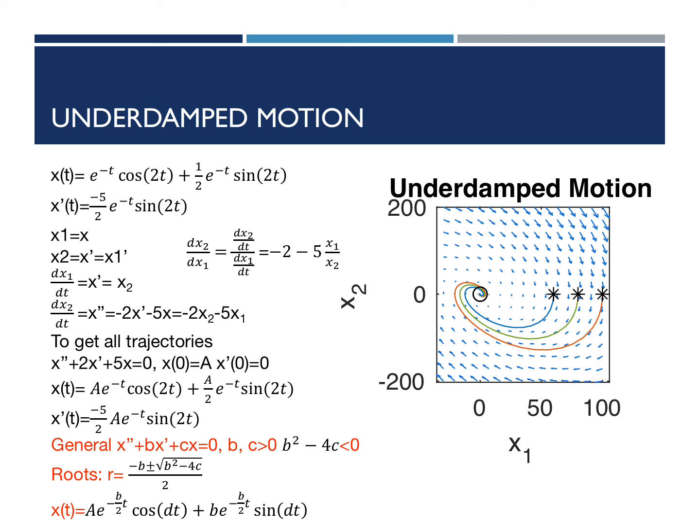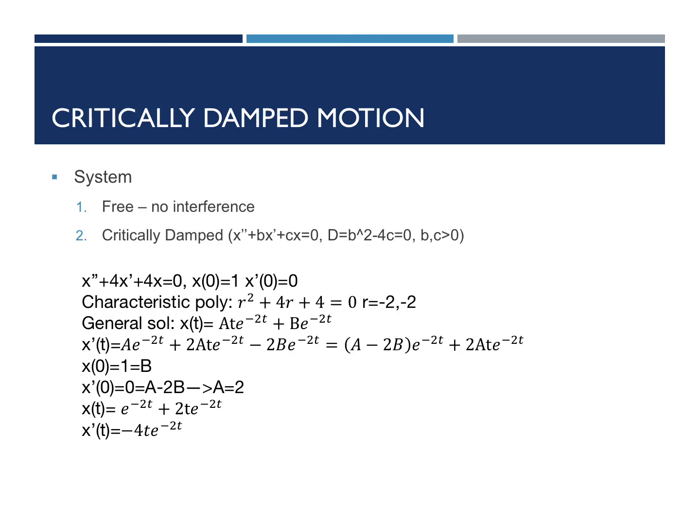To get all the trajectories, we make x of 0 equal to a, and we can get different kinds of simulation trajectories. And this is the general solution of underdamped motion. For critically damped motion, we can see that d equals b squared minus 4c equals 0. As our example, we let x double prime plus 4x prime plus 4x equals 0, and we can get a solution.